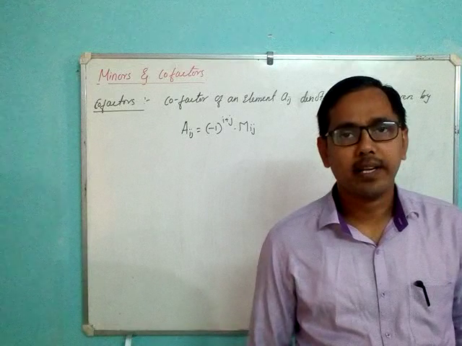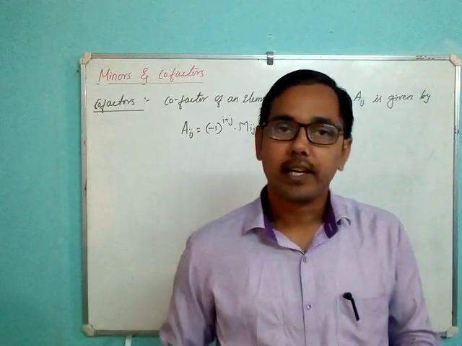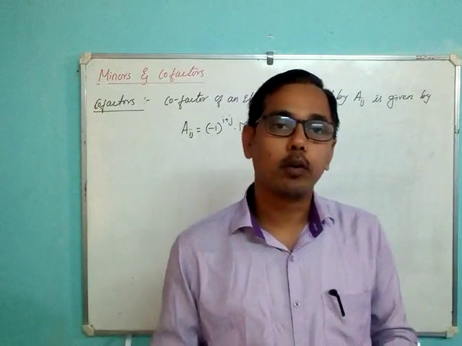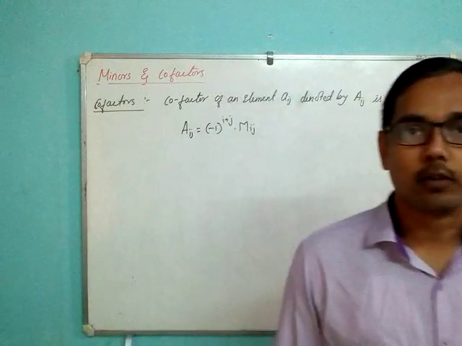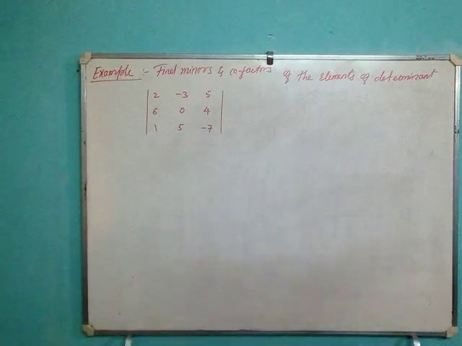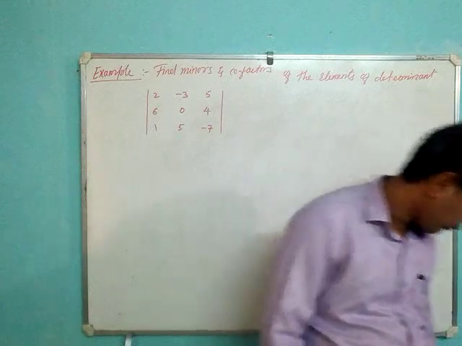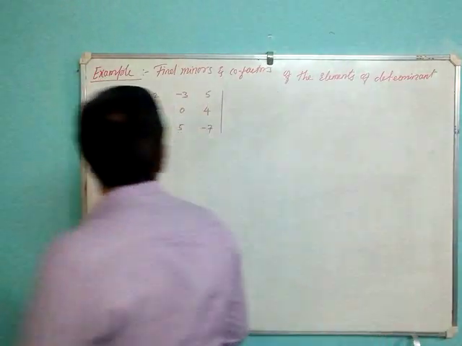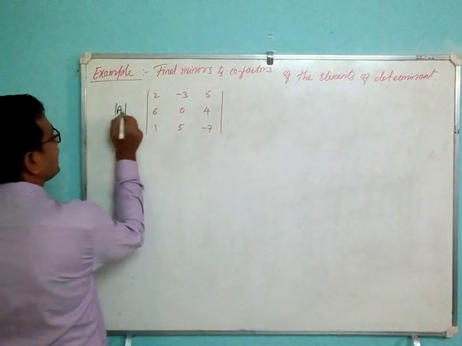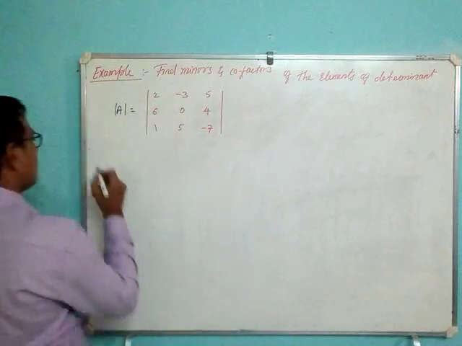I will take some problems and explain how to find minors and cofactors. So with that we can learn more and more concepts here, and the concept will be more and more clear. So now pause the video and make a note of this. Friends, let's take up this problem and try to understand minors and cofactors. Let us take this as determinant A.